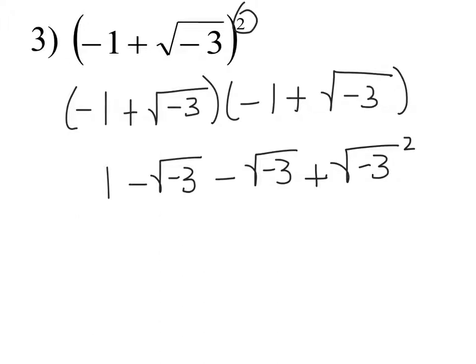And then we're going to simplify. So I have a 1. I have a negative root -3 plus another negative root -3. So I have 2 of those.